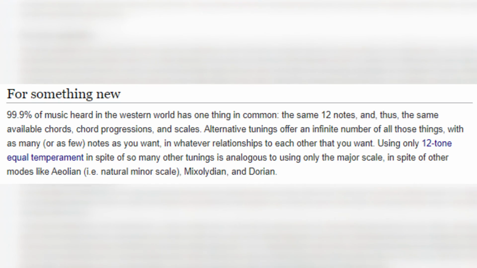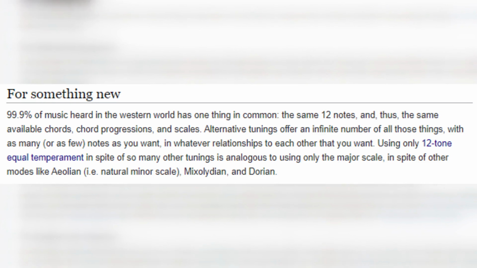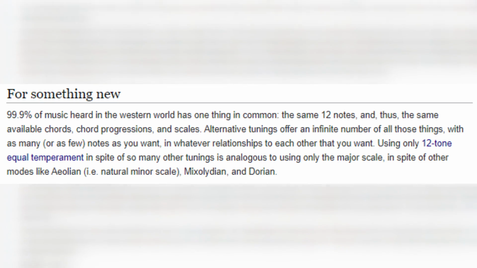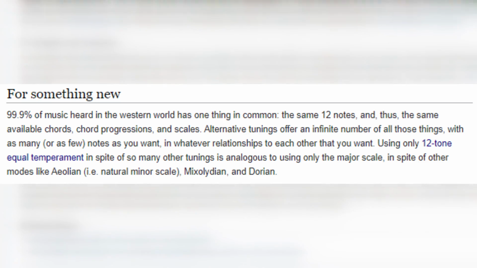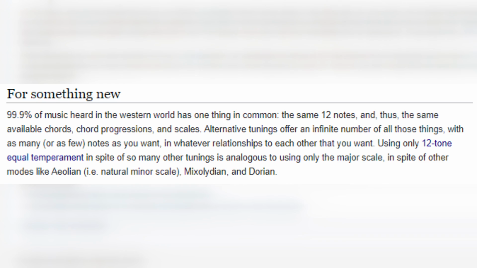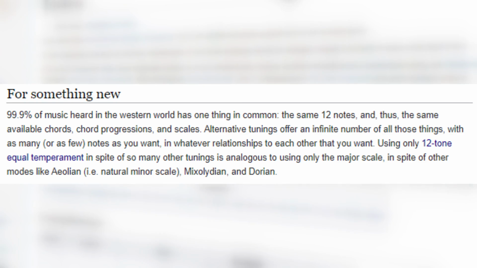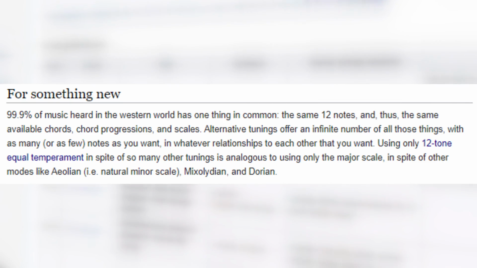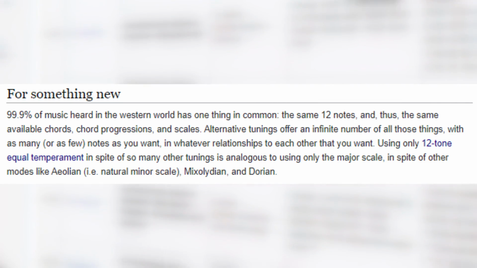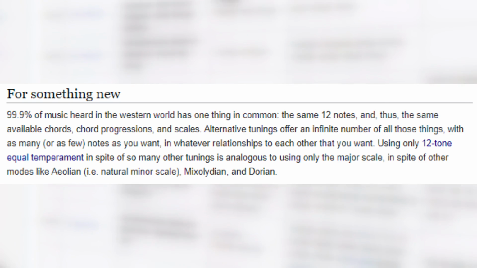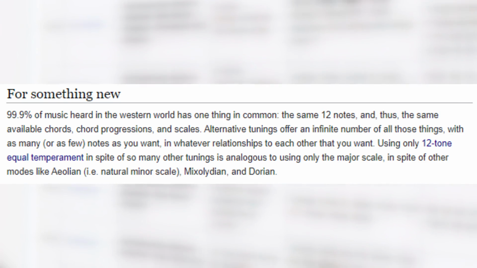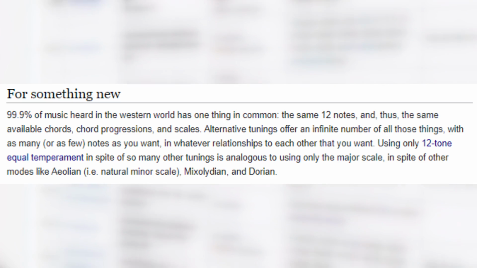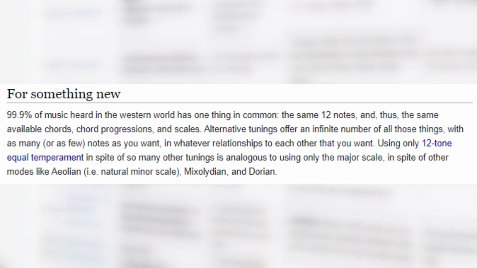Number 1, for something new. 99.9% of music heard in the Western world has one thing in common. The same 12 notes, and thus, the same available chords, chord progressions, and scales. Alternative tunings offer an infinite number of all of those things, with as many, or as few, notes as you want, in whatever relationships to each other that you want. Using only 12-tone equal temperament in spite of so many other tunings is analogous to only using the major scale, in spite of other modes like Aeolian, Mixolydian, Dorian, etc.